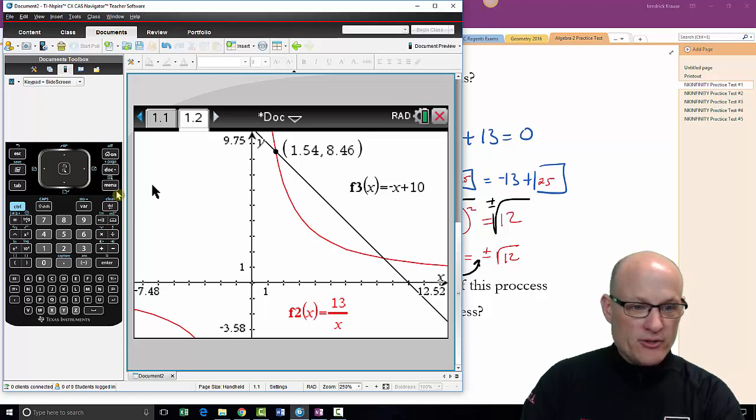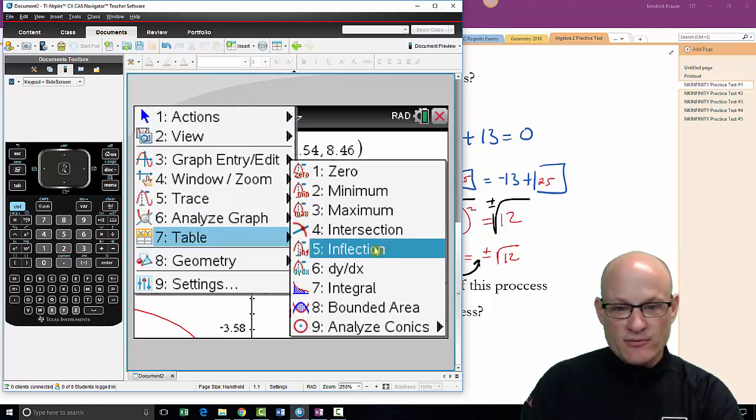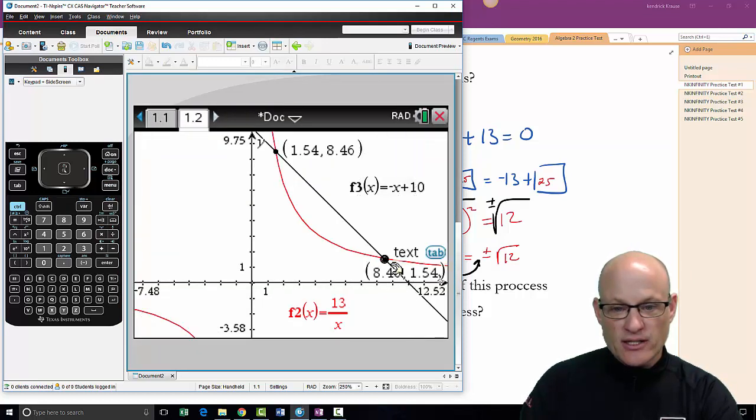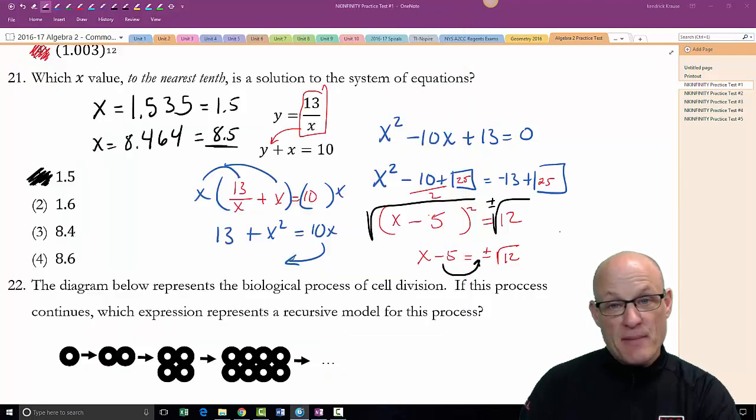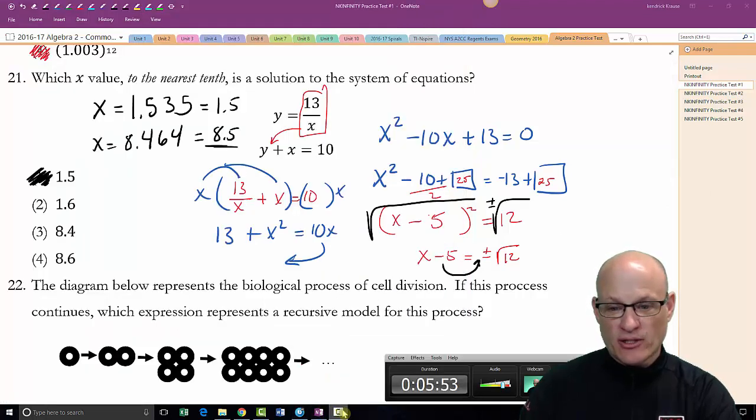1.54, and then menu, analyze the graph, intersection, click, 8.46. So you just got to be careful with the rounding here. I didn't really necessarily need to go through all that math. I could have just used the calculator.